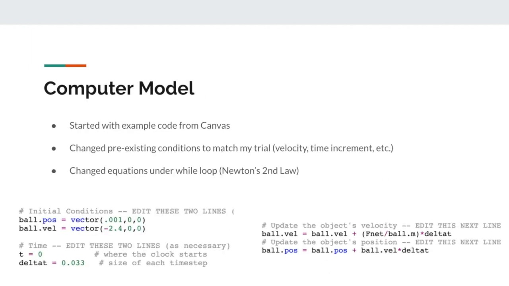The next step in this lab was creating a computer model. To do this, we started with the example code from Canvas and then made some changes, including changing the pre-existing conditions to match my trial and changing the equations under the while loop. So if you see here to the left, we set the initial position of the ball to be effectively 0 and the velocity of the ball to be that negative 2.4 that we just calculated. And we set our delta t to equal the time increment we used in Tracker. We also updated the velocity formula to use Newton's second law.